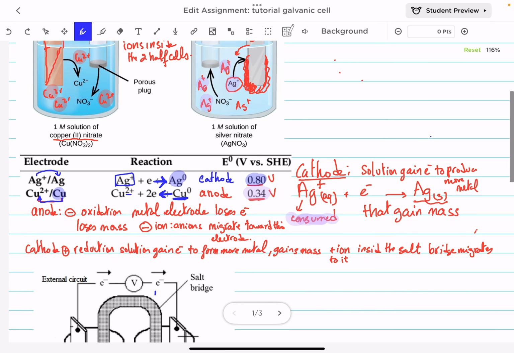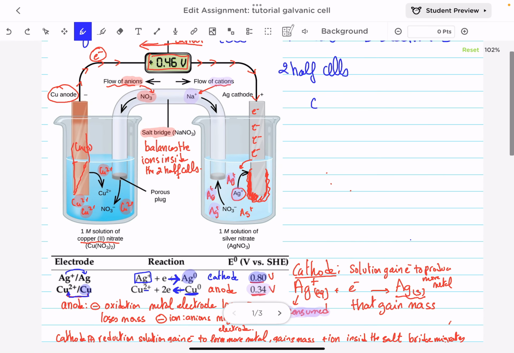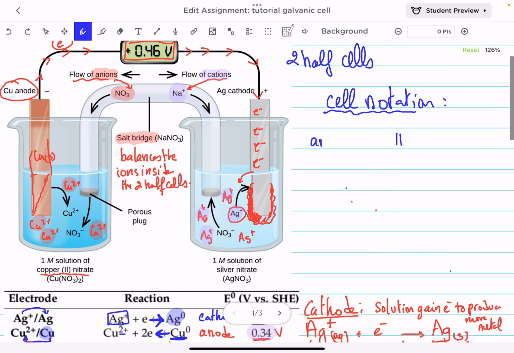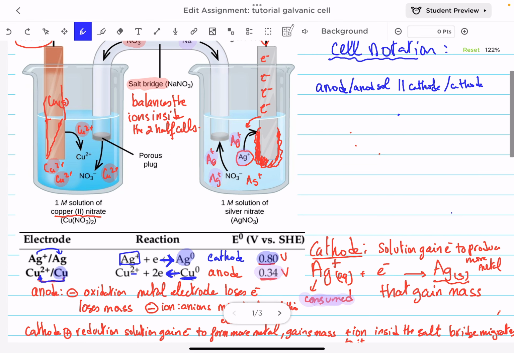Now, sometimes they ask you to write the cell notation. So the cell notation and also the overall reaction, I'll mention these two. The cell notation is an abbreviation to the galvanic cell. It is represented by the anode, solution, and then cathode solution, cathode metal.